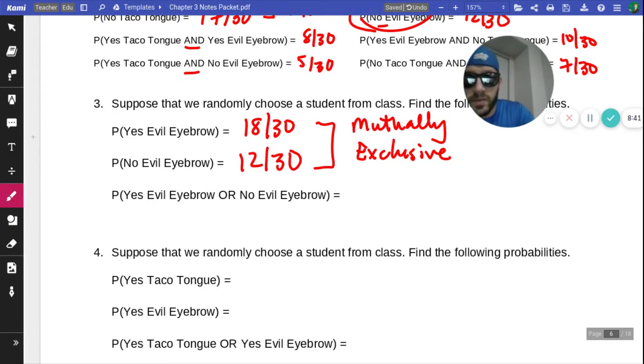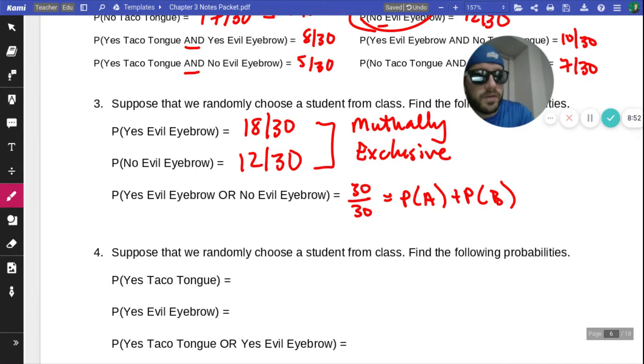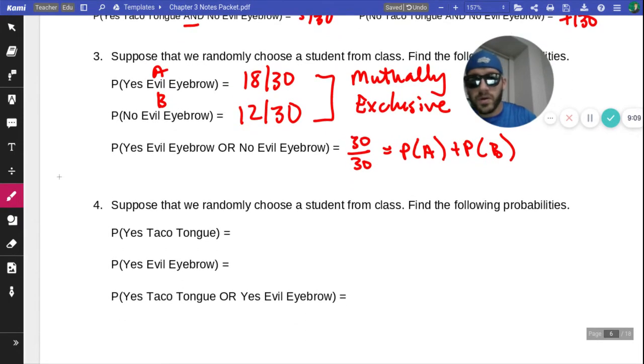When we have them and say yes, evil eyebrow, or no evil eyebrow, that should cover everything. So that'll be the probability of one of them plus the probability of the other, if we're calling this A and the other B. When we add them together, it should be everything. And there's no overlap there. It's either one or the other. You can't be both.